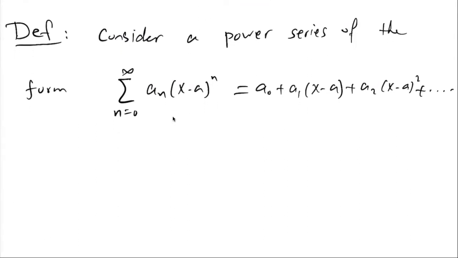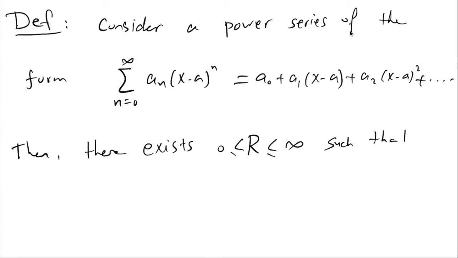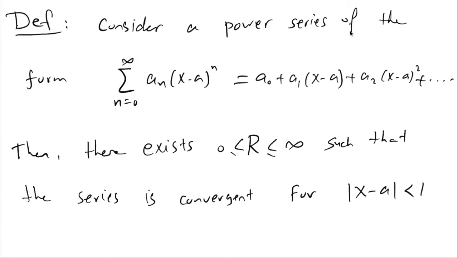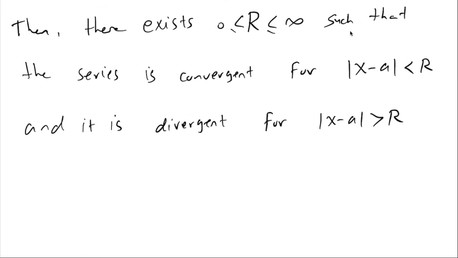How can I define the radius of convergence? Then we can say there exists a number R, capital R, between 0 and infinity, such that the series is convergent for absolute value of x minus a less than R, and it is divergent for absolute value of x minus a bigger than R. So if you consider, for example, this is a, this will be a minus R, this will be a plus R. So here we will have convergence.